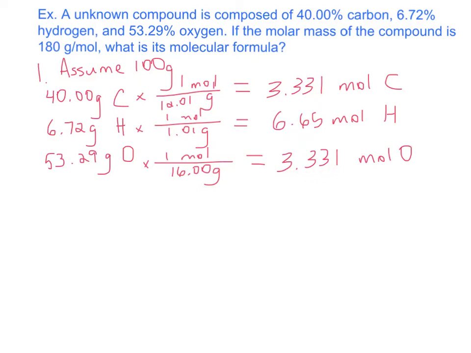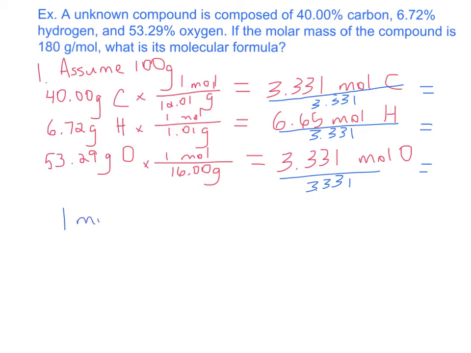I think you understand the smallest number of moles we have there is 3.331. So we'll divide them all by 3.331: divided by 3.331 and divide that by 3.331. It's okay if the smallest one occurs twice. That's fine. Now I'm going to come down here. 3.331 divided by 3.331 for carbon would be 1 mole of carbon.